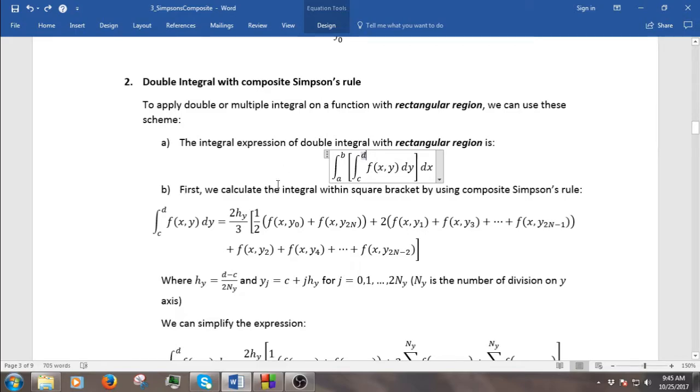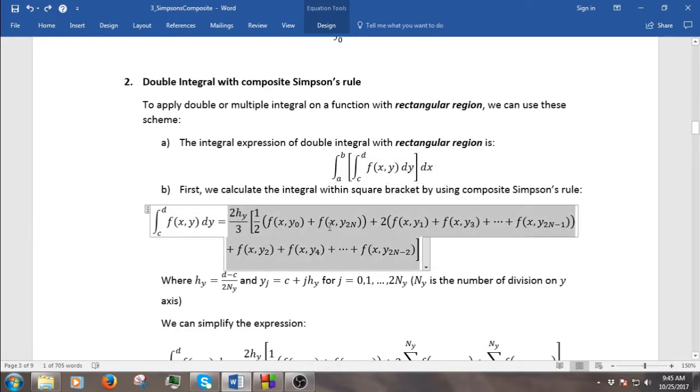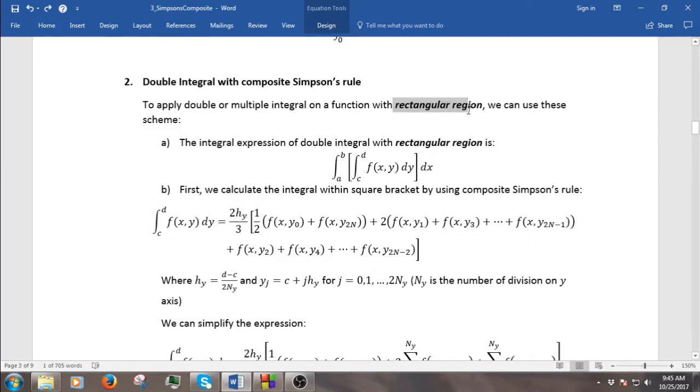The first step is to integrate, within the square bracket here, the function f(x,y) with respect to y. So the result of the integral can be seen here. It's similar to the composite Simpson's rule as we have talked before. And remember, in this integral we still use hy, which is a constant value because we use a rectangular region here.